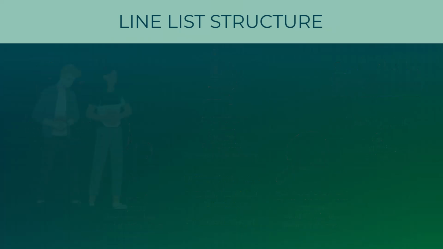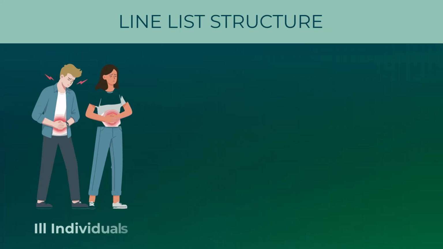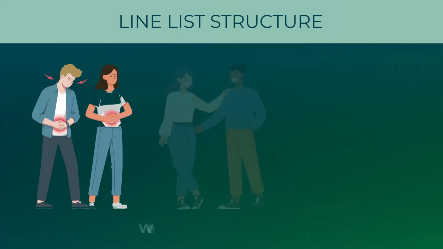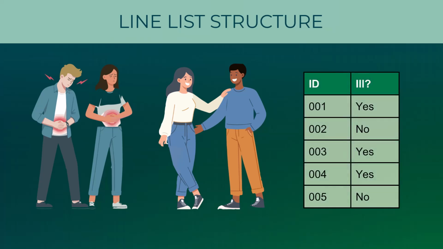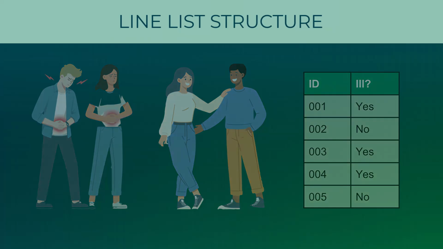Typically, a line list only contains information from ill individuals associated with an outbreak. However, in certain circumstances, such as when conducting an analytic study, well individuals may also be included. In these situations, it is important to have a column that distinguishes ill and well individuals.